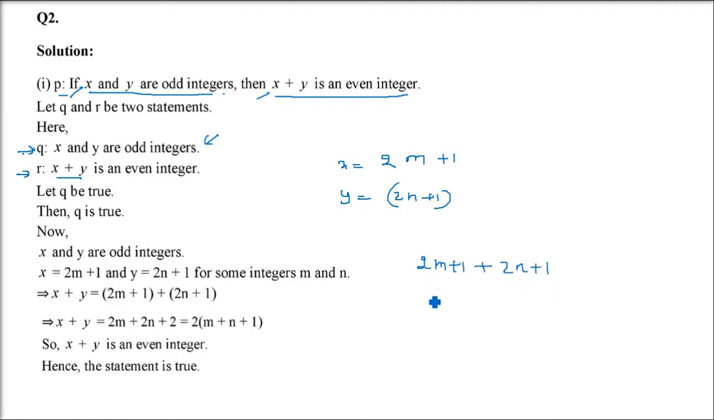So 2m plus 1 plus 2n plus 1 is going to give you 2m plus 2n plus 2. Now you can take 2 common: 2 times m plus n plus 1. m plus n plus 1 is also an integer, you can take it as k. So now x plus y is an even integer. So this statement is true.